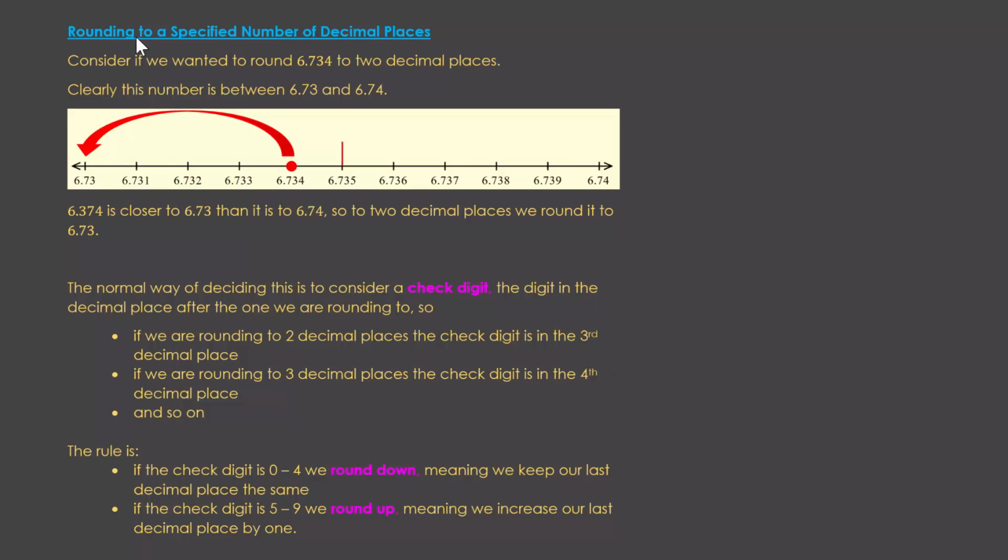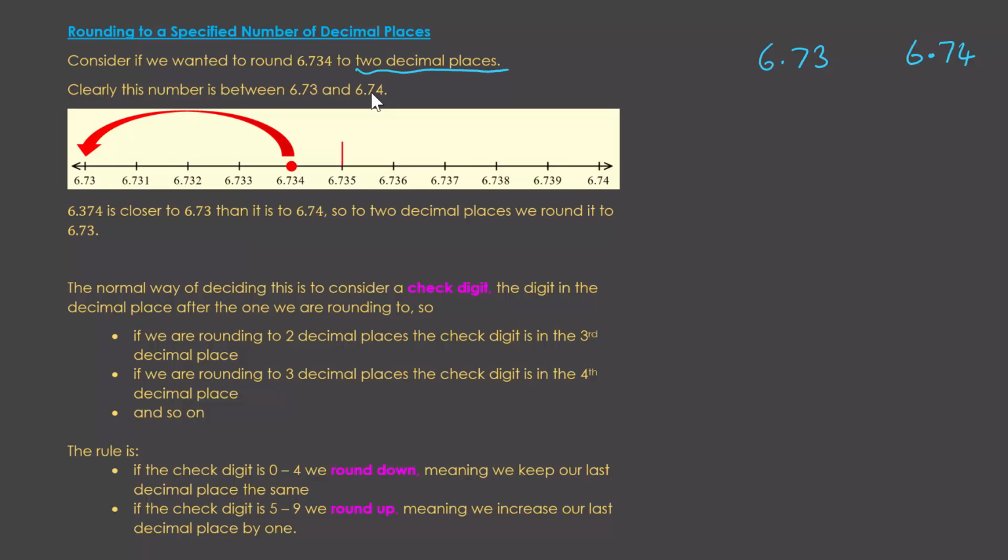So here we're going to look at rounding a decimal to a specified number of decimal places. Consider if we wanted to round 6.734 to 2 decimal places. Clearly, the number is between 6.73 and 6.74. So it's going to be one of those two things if it's written to 2 decimal places.